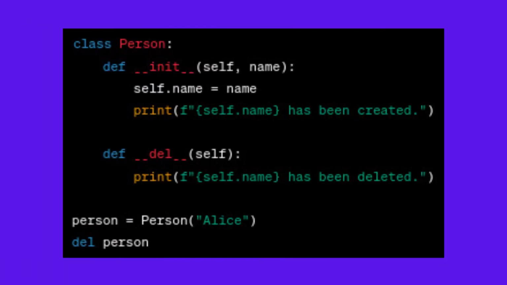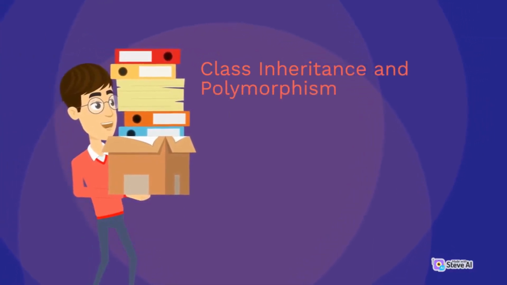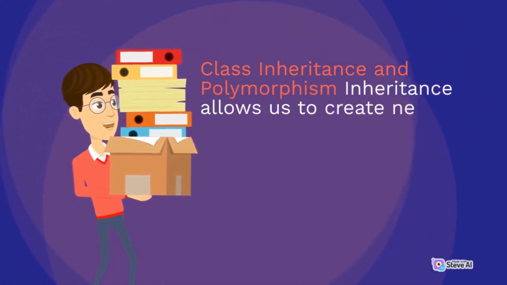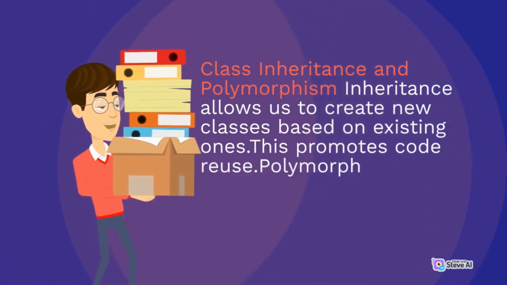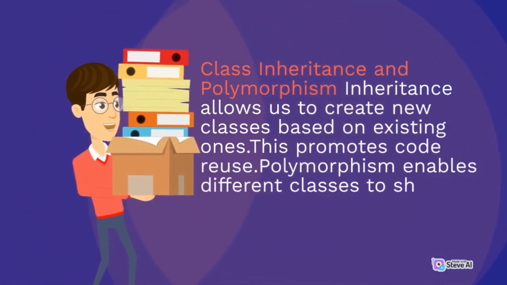Class inheritance and polymorphism. Inheritance allows us to create new classes based on existing ones. This promotes code reuse. Polymorphism enables different classes to share the same method name.